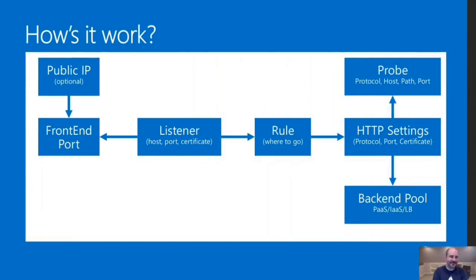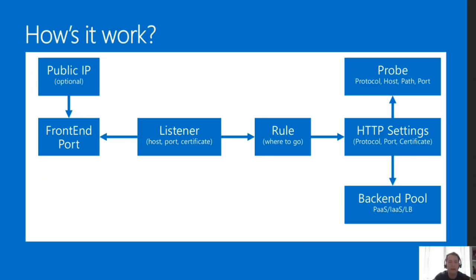So, how does this thing work? Basically, how the Application Gateway works is there's a public IP or not. It's optional, right? Because we were talking about the internal scenario as well. You want to protect against both public and internal traffic patterns. That's bound to a front-end port, and those have listeners attached to them.